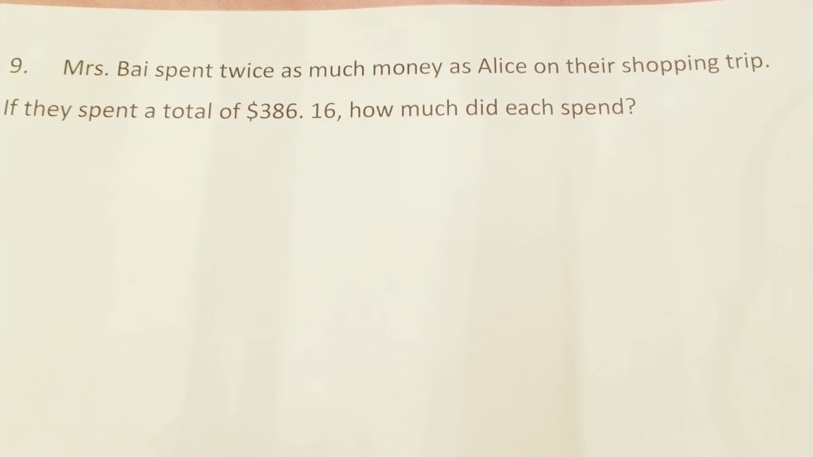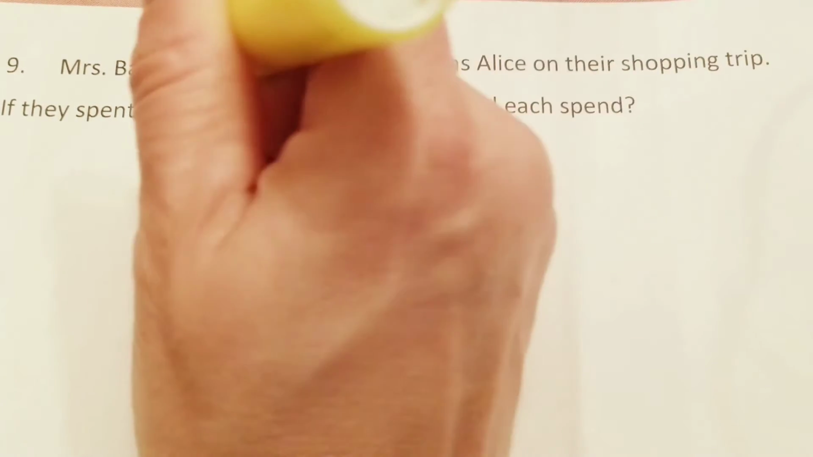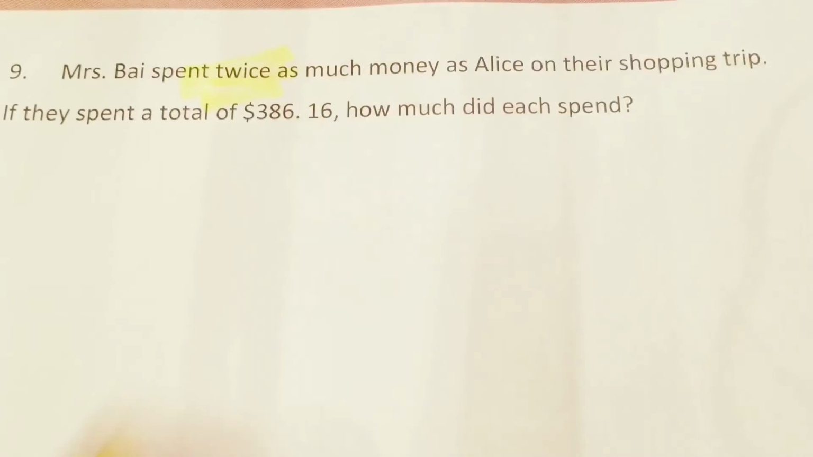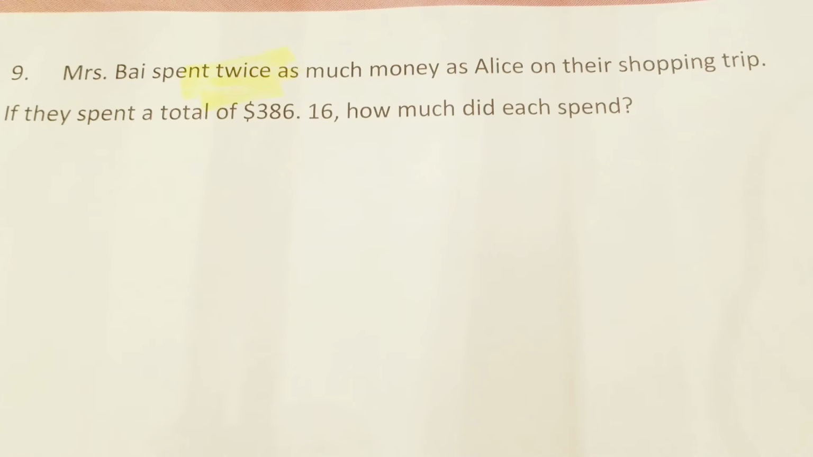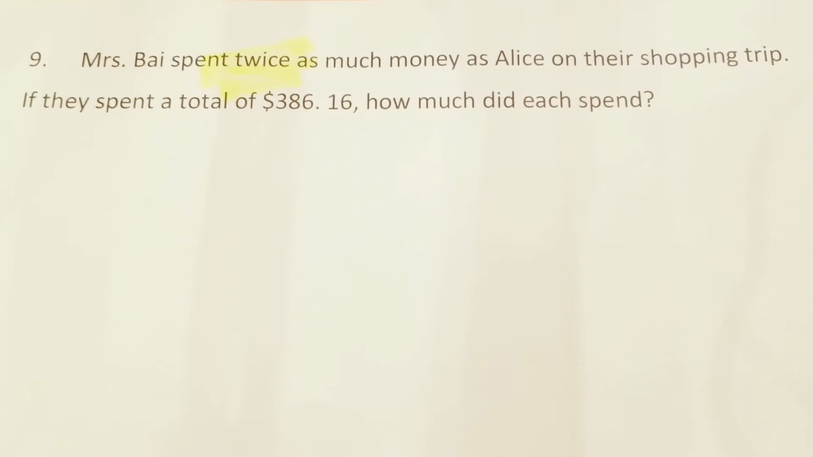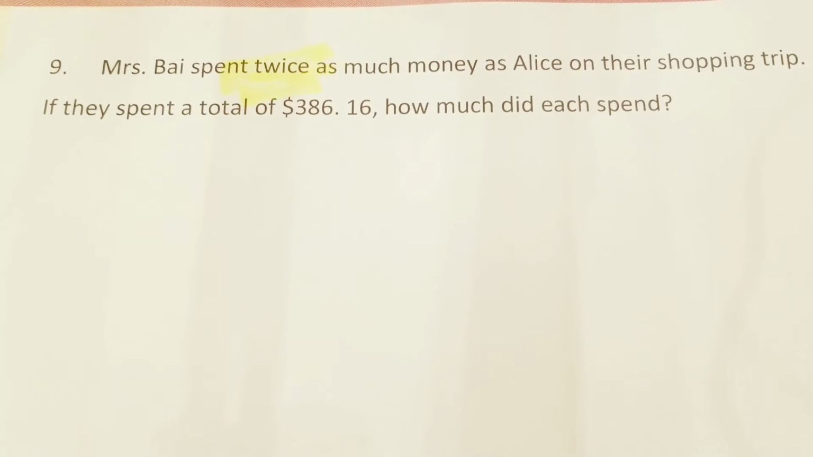Okay, so Mrs. Bai spent twice as much money as Alice on their shopping trip. So here's an important word, twice. So this lady, Mrs. Bai, spent twice as much money as Alice. She's a big spender on their shopping trip. If they spent a total of $386.16, how much did each spend?